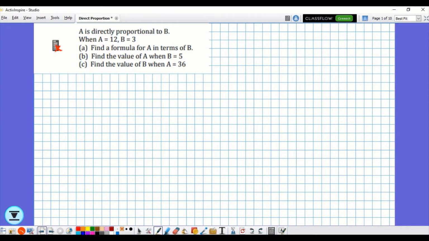In this video, we're going to be looking at direct proportion. So this question says A is directly proportional to B, and when A is 12, B is 3. So the first thing that we need to do is set up our equation.